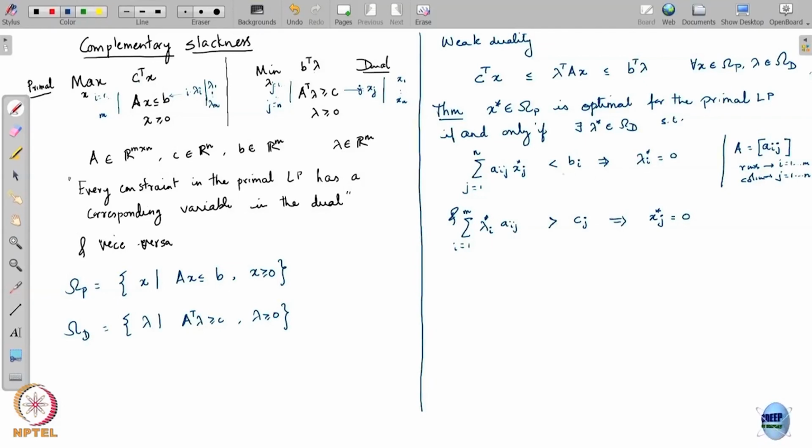That means, whenever the ith constraint in the primal LP holds with strict inequality, the corresponding dual variable must be 0, and whenever the jth constraint in the dual LP holds with strict inequality, the corresponding dual variable of the dual, which means the primal variable x star j, must be equal to 0. Okay. So, this is what is called complementary slackness.